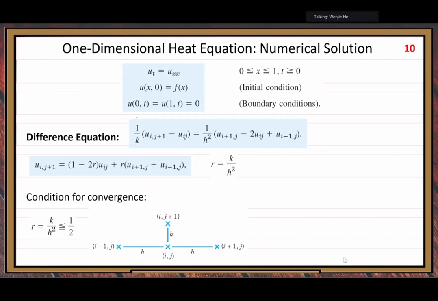All right. Then the stencil. Because you look at that, the stencil: U i j, that's this point. U i, j plus 1, that's that point. U i plus 1, j, this point. U i minus 1, j, that's this point.